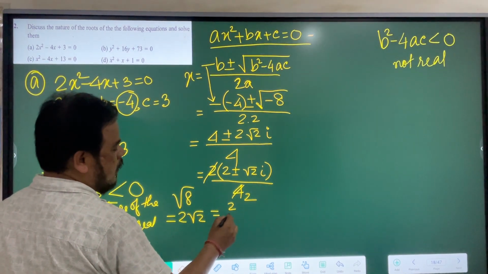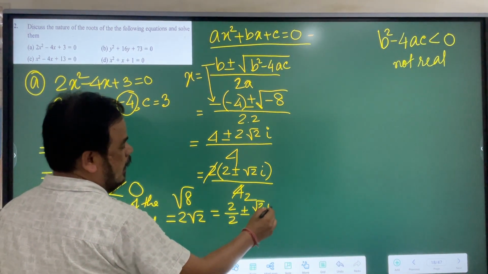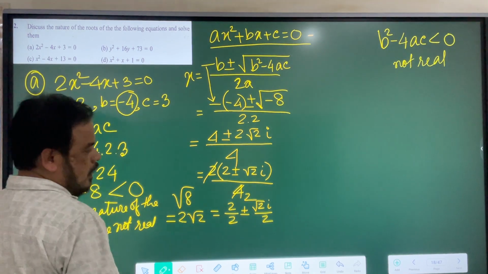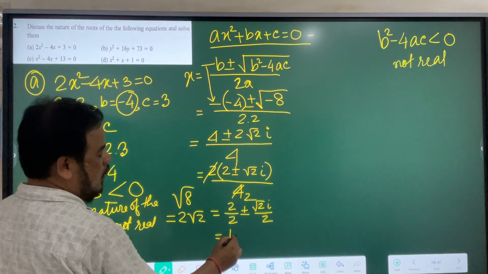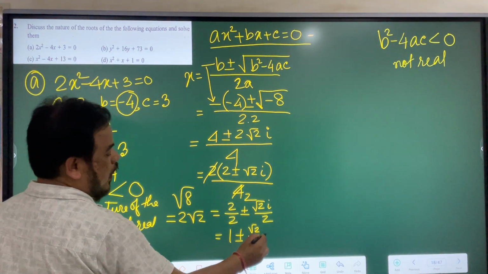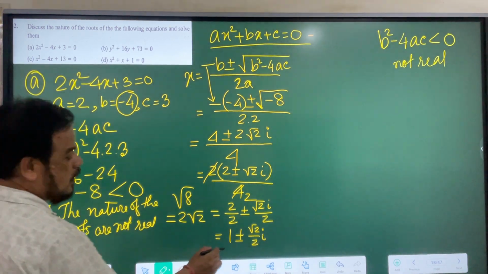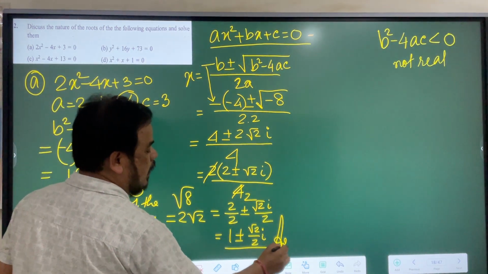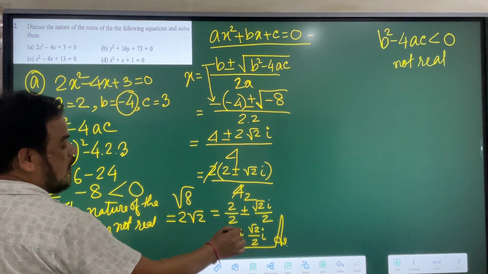So let us write separately. I have written the denominator separately, nothing else. So 1 plus minus root 2 by 2i. So the solve is finished. This is the answer: 1 plus root 2 by 2i, 1 minus root 2 by 2i.